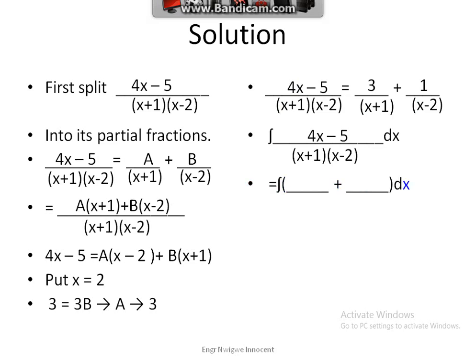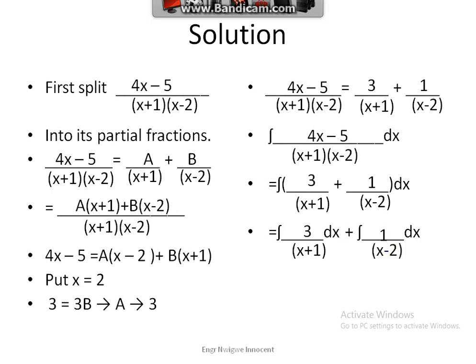Therefore the integral of the partial fractions, 3 over (s + 1) plus 1 over (s - 2) ds, will be the integral of 3 over (s + 1) ds plus the integral of 1 over (s - 2) ds. Therefore the answer will be 3 ln(s + 1) plus ln(s - 2) plus c.